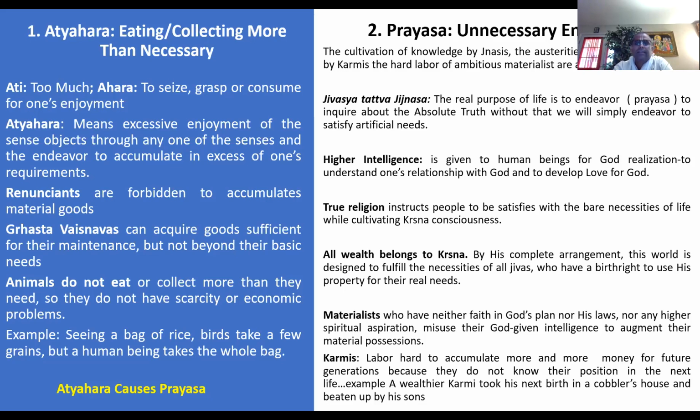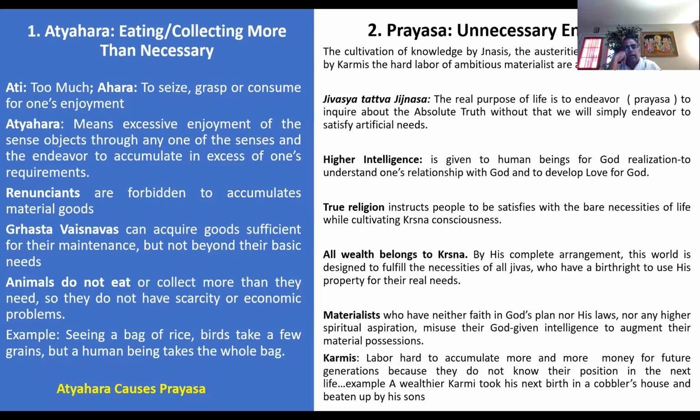People who are renunciants are forbidden to accumulate material goods. But on the other hand, a Grihastha Vaishnava can acquire goods sufficient for their maintenance, but not beyond their basic need. So these are the points coming in the purport. We are all Grihasthas, and we can acquire goods sufficient for our maintenance, but Nectar of Instruction is saying not more than our needs. I mean, this is very hard. All of us definitely have more than our needs.